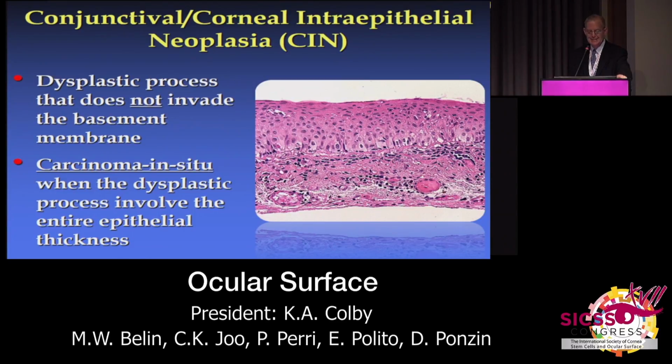Next topic is CIN, which is either conjunctival or corneal intraepithelial neoplasia. Now we're getting to potentially more aggressive lesions. It's a dysplastic process, but it does not invade the basement membrane. Therefore, it's a CIN versus a squamous cell carcinoma. The term carcinoma in situ does apply when it is a full thickness dysplastic process that goes from the surface of the epithelium all the way down to the basement membrane.